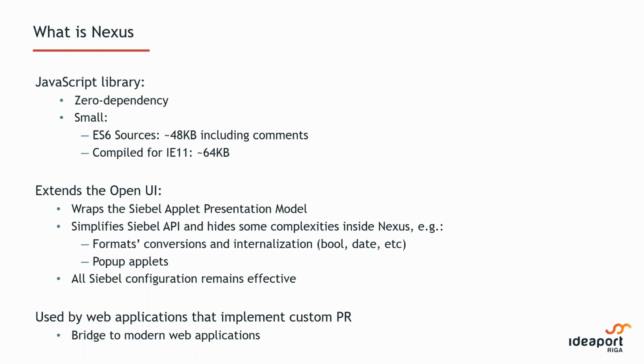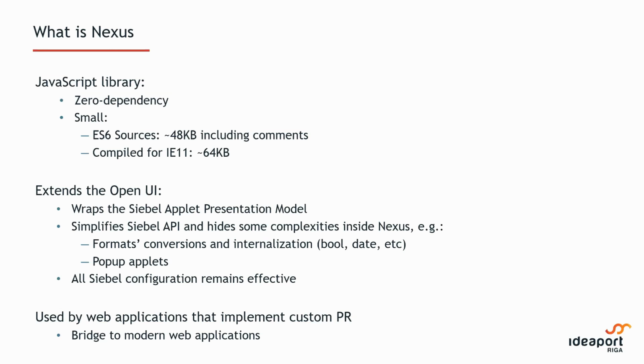So Nexus is a JavaScript library. Right now, it doesn't have any dependencies. It's relatively small, written in ECMAScript 6. Its size is only about 48 kilobytes, and when compiled for Internet Explorer 11, the size is only about 64 kilobytes. So if your organization uses only modern browsers, it might be a good idea to compile your own version of Nexus for a modern browser, and it's going to be smaller and faster.